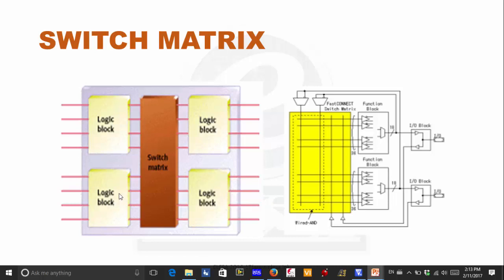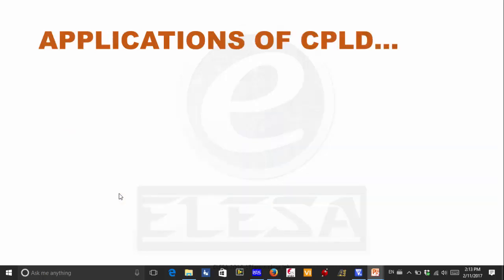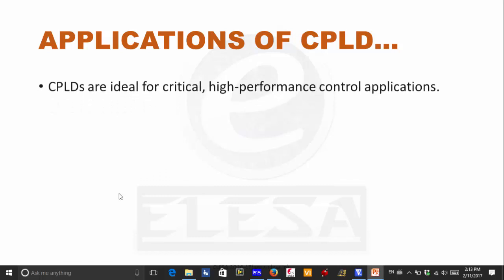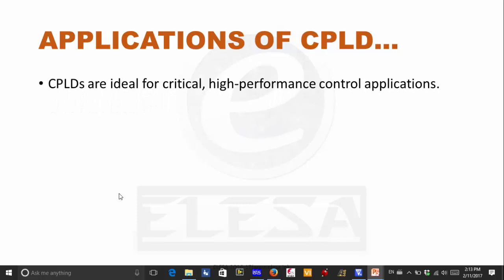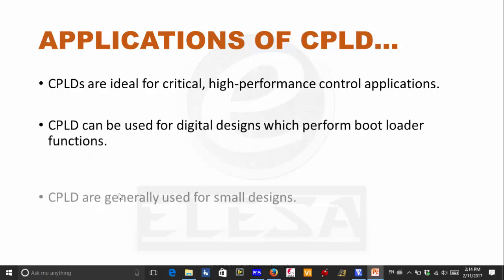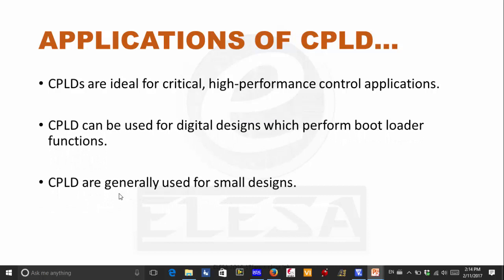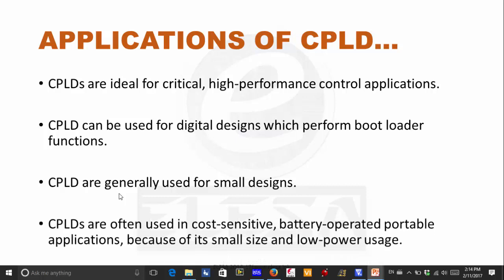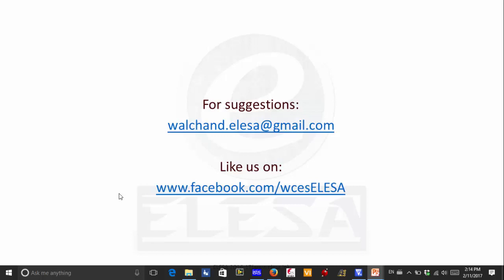Now let's see where the CPLD is actually used. CPLDs are ideal for critical high performance control applications. CPLD can be used for digital designs which perform bootloader functions. CPLDs are generally used for small designs. For example, they are used in simple applications such as address decoding. CPLDs are often used in cost sensitive, battery operated portable applications because of their small size and low power usage. So this was all about CPLD.